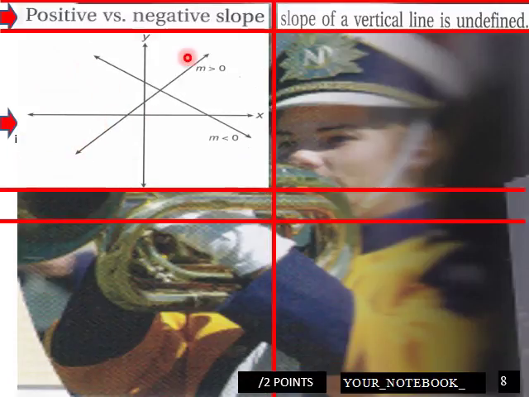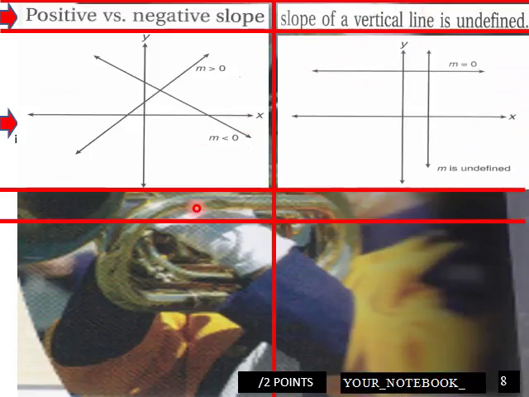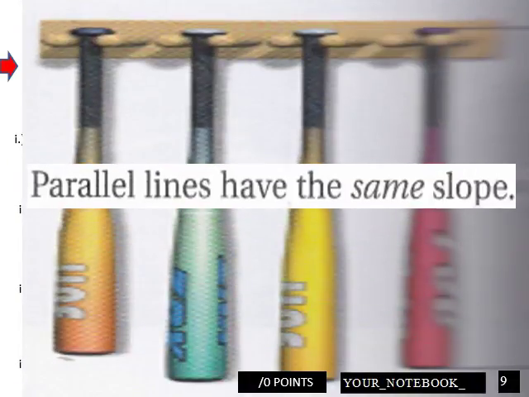Here is positive, here's negative. Slope of a vertical line is undefined now. When you have a vertical line, it's undefined because it'd be rise over run, so your x-coordinates here would be 0 in the denominator of your slope formula, which would make this line undefined.